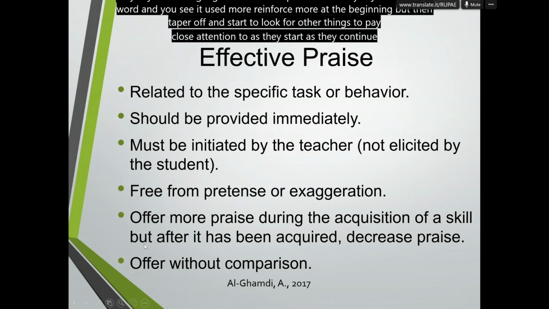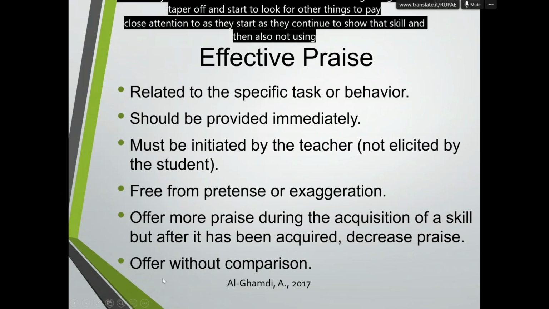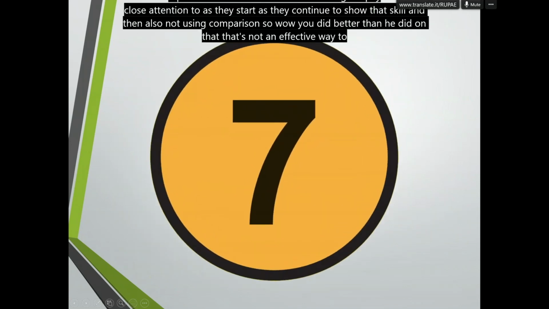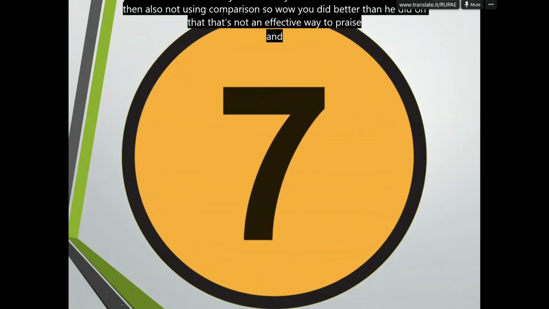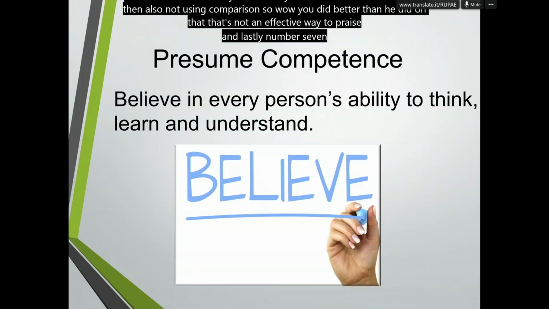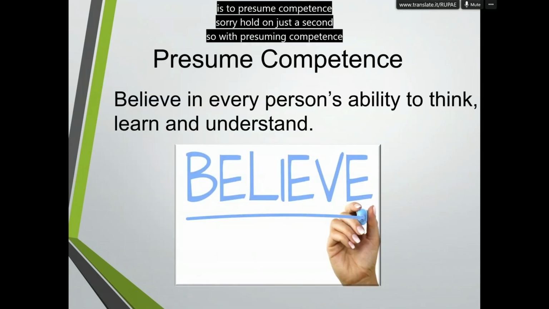And then also, not using comparison. Wow, you did better than he did on that. That's not an effective way to praise. And lastly, number 7 is to presume competence. We want to believe in every person's abilities.